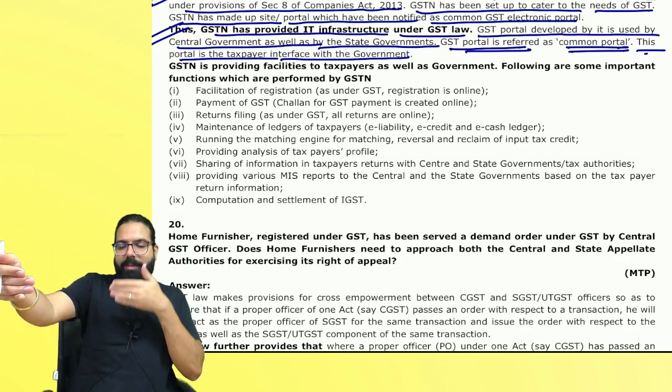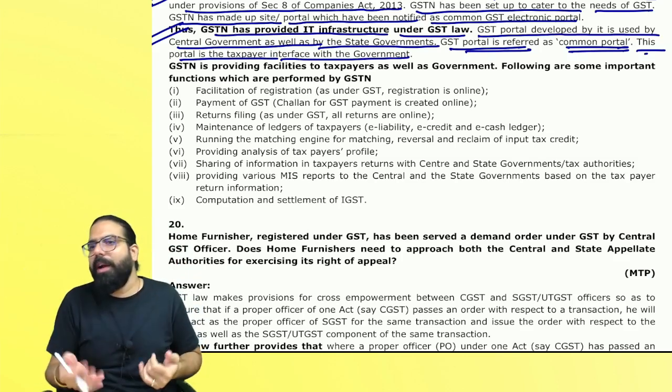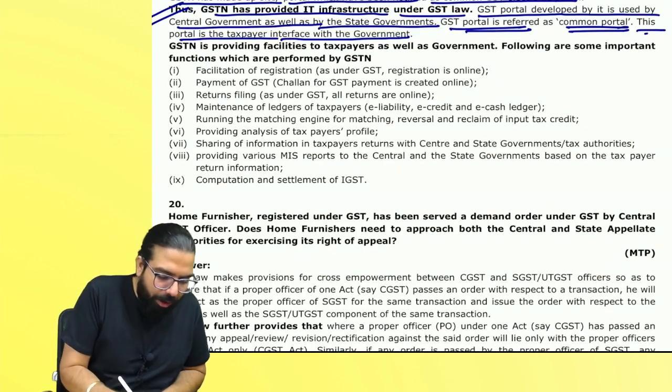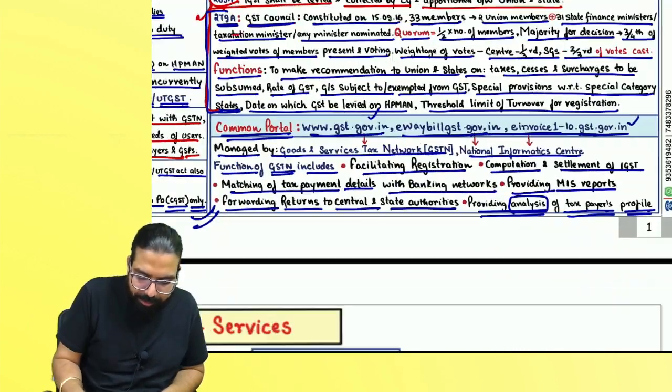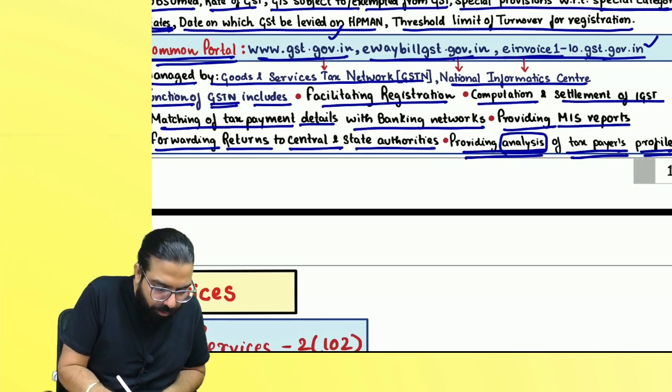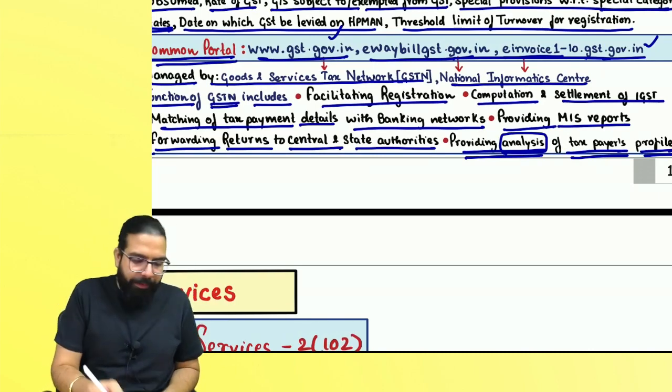Basically, you are sitting on one side and the government is on the other side. How do you interact? With the help of the portal. Then they have gone ahead and told about the functions of the GSTN. Have I already told you about the function? It's over here. Can we go ahead, everyone? Now, please come back.